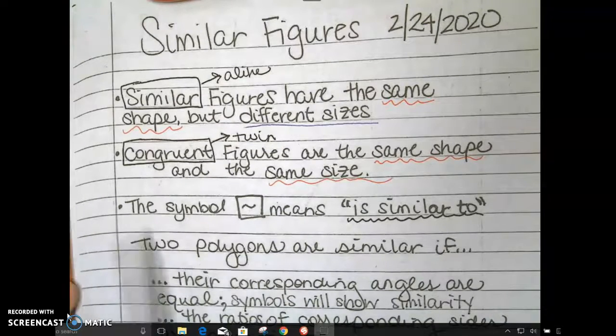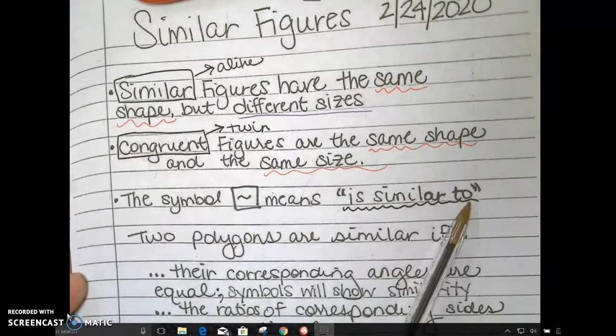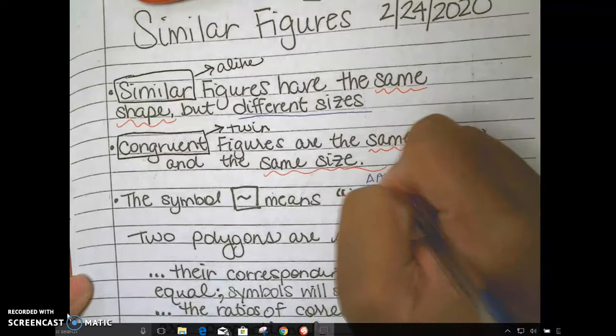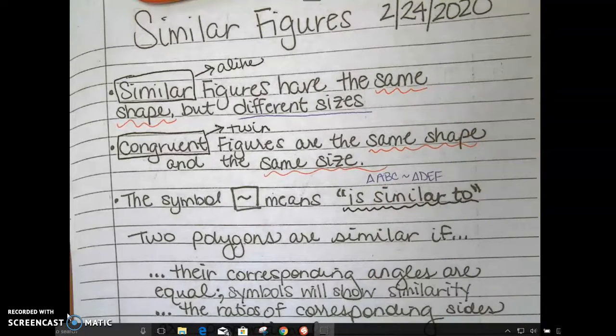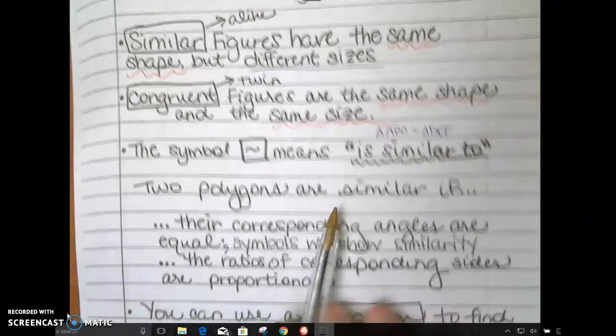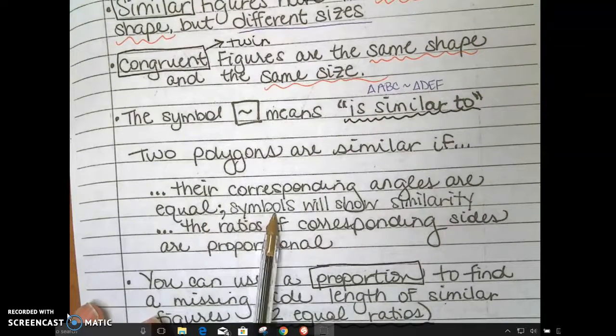Okay. The symbol, this right here, is a tilde. It means is similar to. So sometimes you'll see triangle ABC is similar to triangle DEF. That's how that's written and said. Two polygons are similar if their corresponding angles are equal. You will see symbols that show similarity.